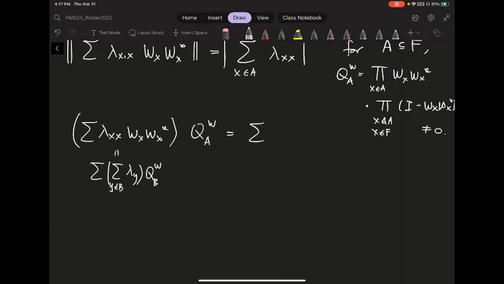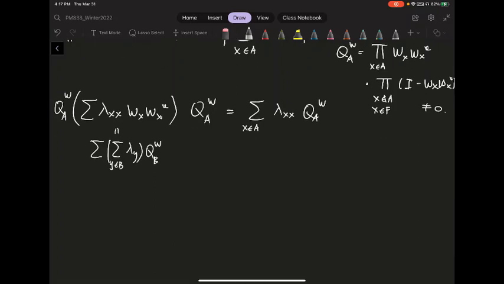So this will become the summation of x inside A of the lambda_xx Q_A^W. Of course, if you multiply another Q_A^W on the other side, then you get another copy of Q_A^W. So the norm of this will certainly be equal to the summation of the lambda_xx. Well, but this projection is slightly too big.